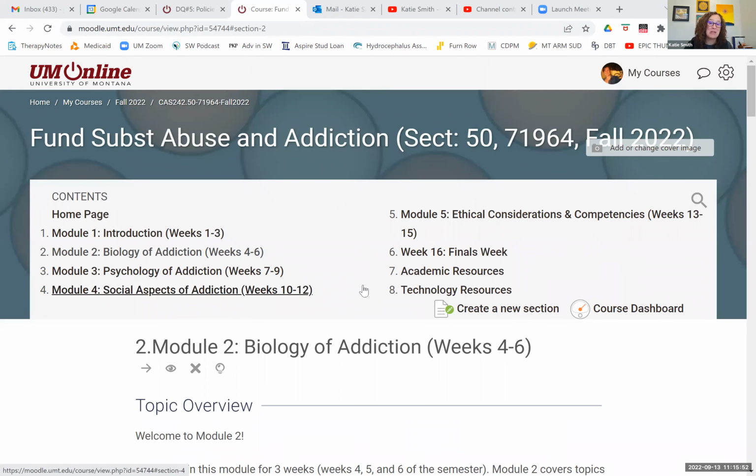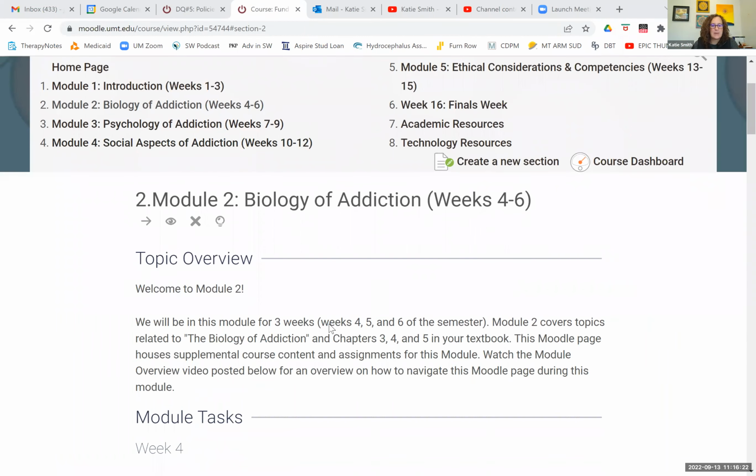We are right in the middle of module 2, focusing on the biology of addiction. Last week we learned more about the body and the brain. This week we are going to look more at co-occurring populations, so looking at people who have a co-occurring substance use disorder and mental health diagnosis, or a co-occurring substance use disorder and disability.